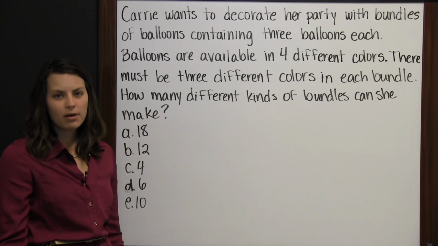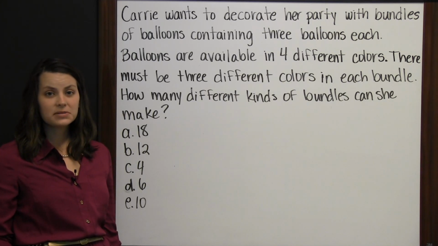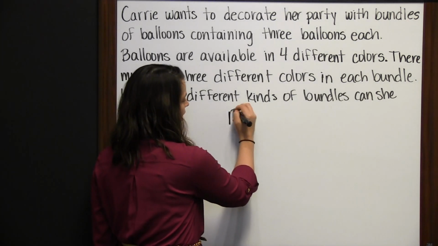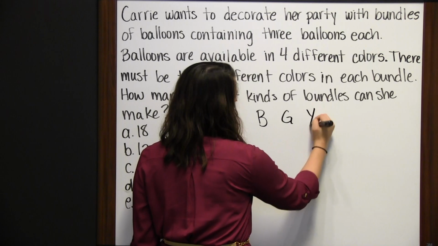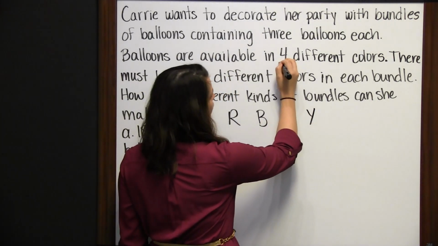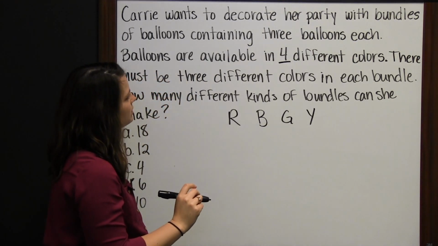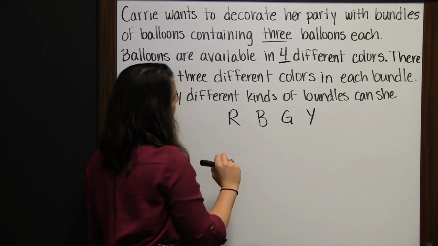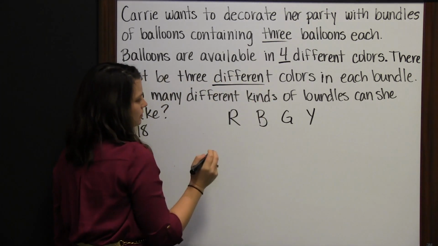With this kind of a problem, since our numbers are so small, you could just make up some colors. How about red, blue, green, and yellow? Because the balloons come in 4 different colors. And she wants to make bundles with 3 balloons each. And they must be 3 different colors.